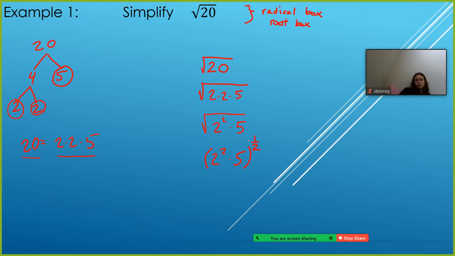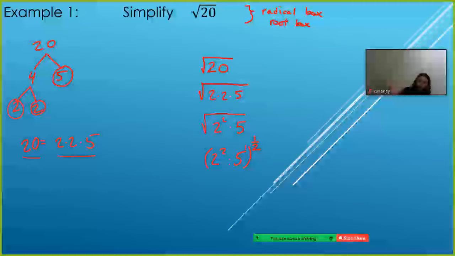Okay, now we can hand out our power. Inside powers all get multiplied to the outside power or exponent. The 5 doesn't have anything, so I'm going to give it a 1. That's okay. Anything to the first power is just itself. It's just the base. So we can do that when there's no power there. Now we multiply in our 1/2. What do we get? 2 to the 2 over 2, and then times 5 to the 1 over 2.